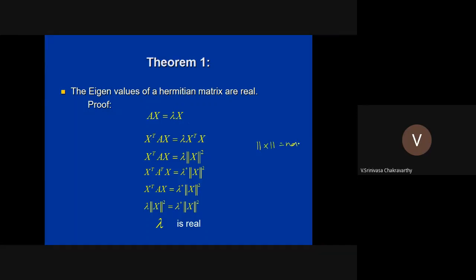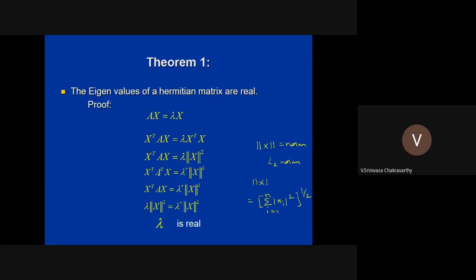This is the norm, and we'll assume the L2 norm. That means the L2 norm is equal to sigma mod xi squared, power half. Okay. So x transpose Ax is equal to lambda times the norm of x squared.